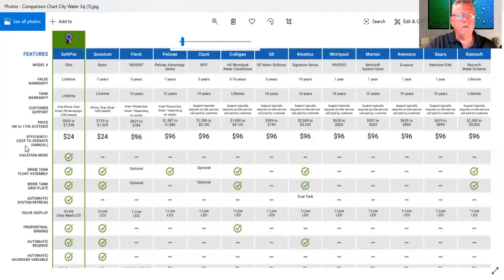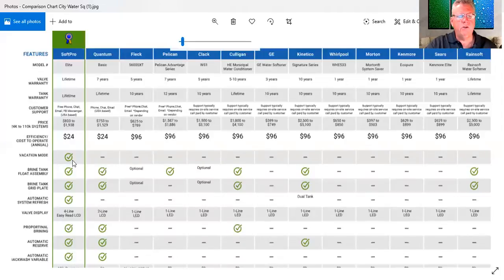Efficiency of operation comes into play with what I mentioned earlier about the upflow systems with new age technology built in a control valve for high efficiency. The Soft Pro systems' average annual cost to operate is only $24 a year. Same with the Quantum. The rest of these systems across the board average $96 per year. The reason is that these other systems will use up to 75% more salt, which costs you more money, and up to 60% more water, which also costs you money. So that's where the big savings comes in.